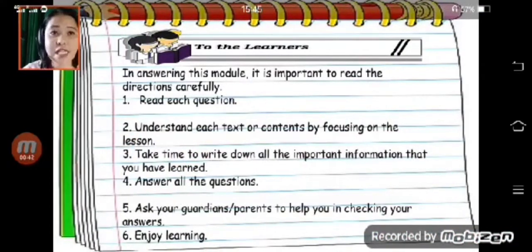In answering this module, it is important to read the directions carefully. 1. Read each question. 2. Understand each text or contents by focusing on the lesson. 3. Take time to write down all the important information that you have learned. 4. Answer all the questions. 5. Ask your guardians or parents to help you in checking your answers. And number 6, enjoy learning.